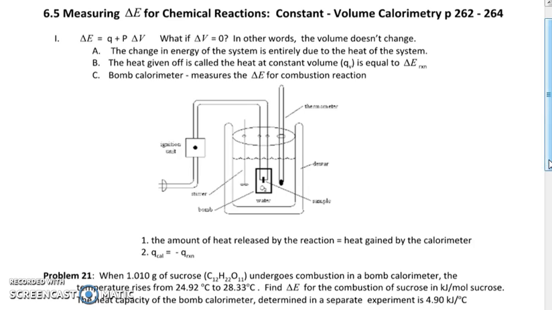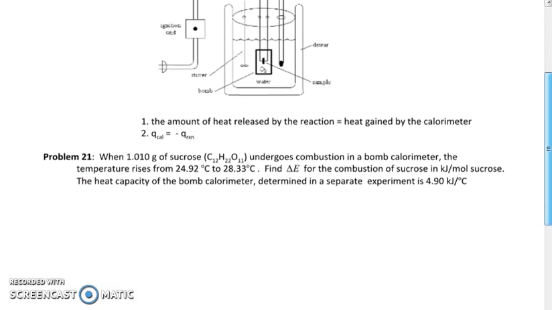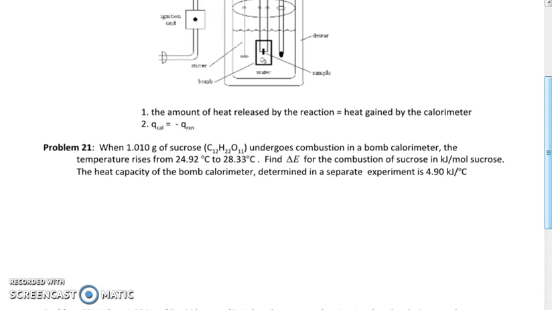When 1.010 grams of sucrose, which is sugar, which is a very good thing to know how many calories it has, undergoes combustion in a bomb calorimeter, so how many calories, in a sense, are you getting from the sugar, the temperature of this system rises from 24.92 to 28.33 degrees Celsius. Find the delta E of the combustion of sucrose in kilojoules per mole of sucrose.